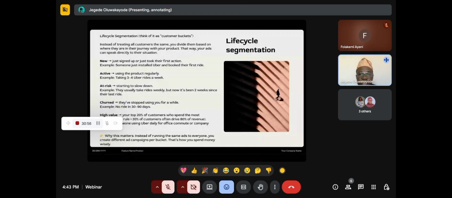I will know that this person is most likely going to be churning very soon. So I would then have to do something about it, right? So when you're able to categorize, finally, the high value users or customers.